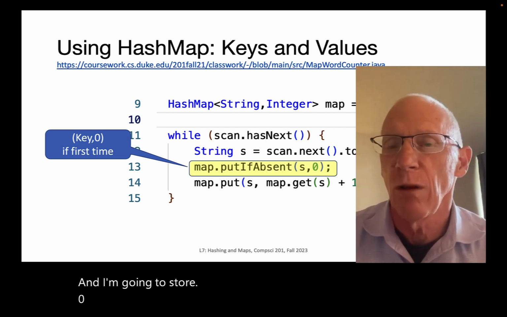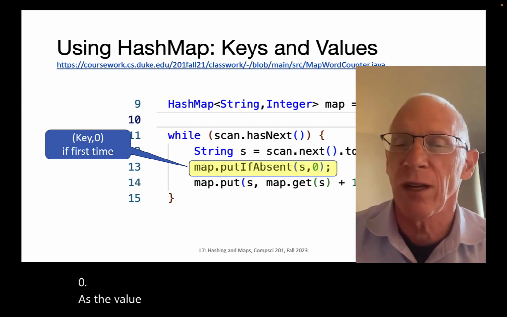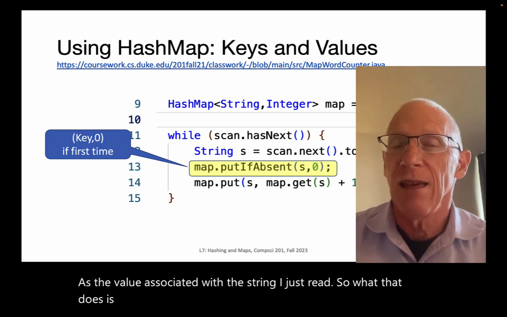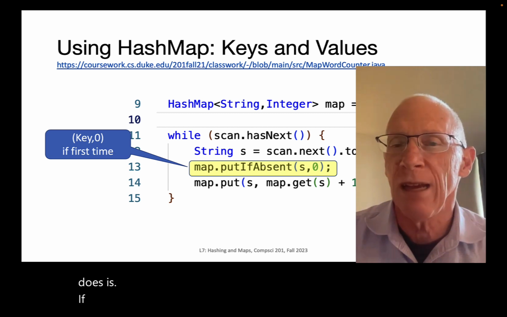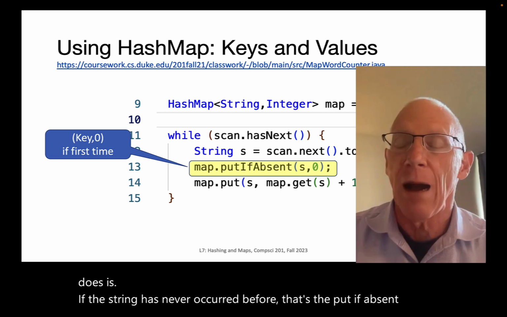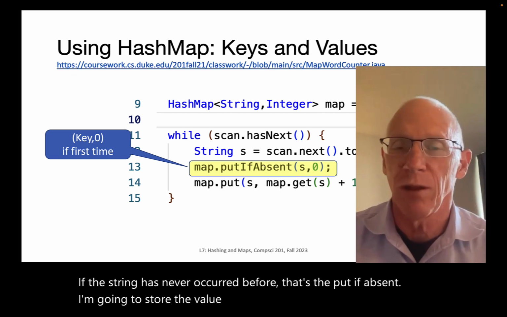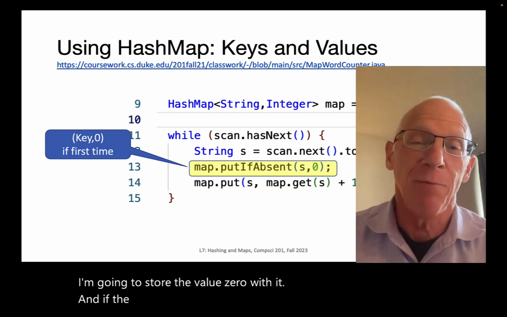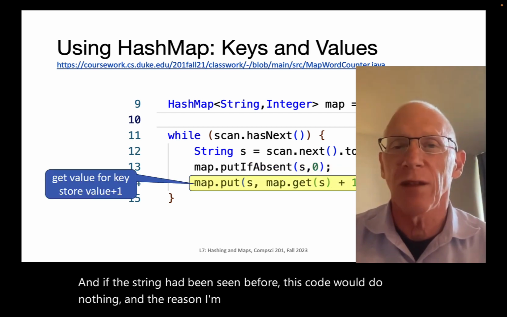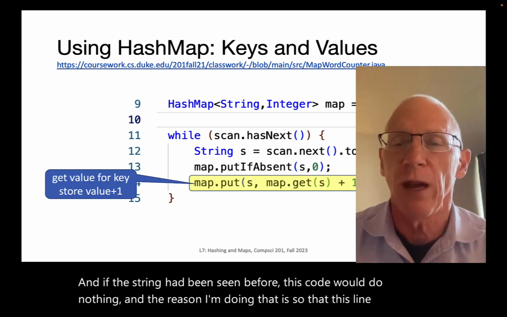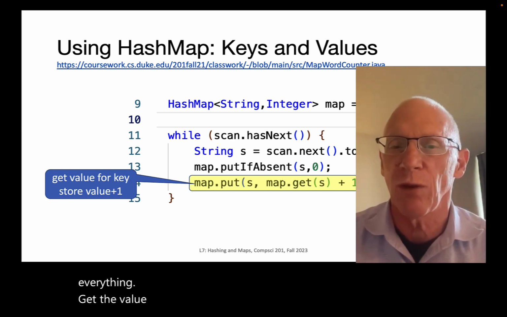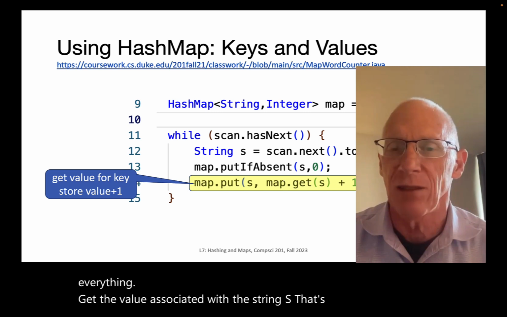0 as the value associated with the string I just read. So what that does is, if the string has never occurred before, that's the putIfAbsent, I'm going to store the value 0 with it. And if the string had been seen before, this code would do nothing. And the reason I'm doing that is so that this line applies to everything. Get the value associated with the string s, that's map.get(s).